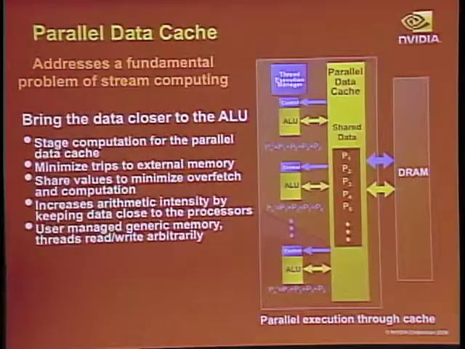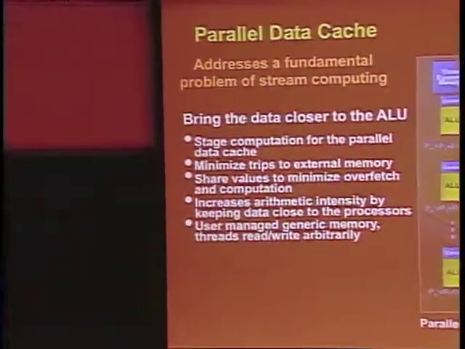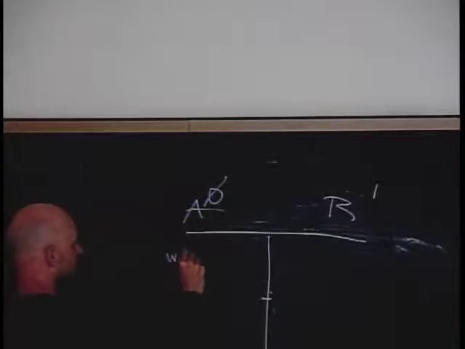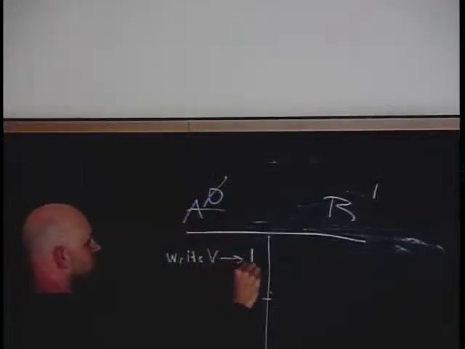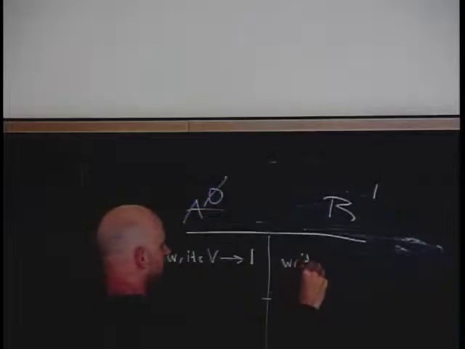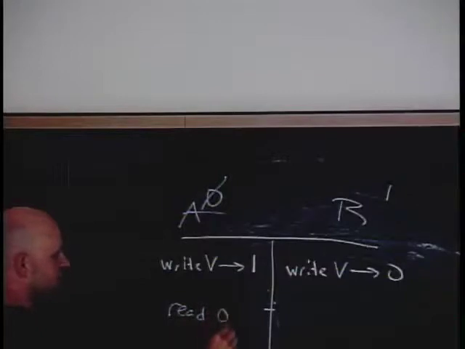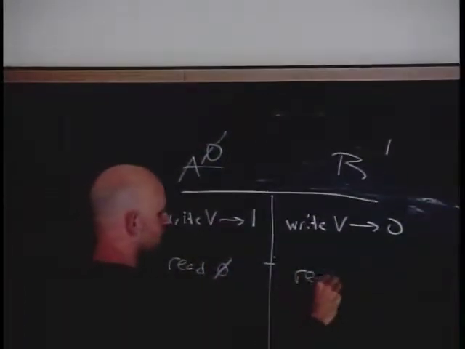But doesn't this give you hazards? It depends on how you structure your program. Let's say, for instance, okay, I'm thread A and I'm thread B. Actually, I'll say I'm thread 0 and I'm thread 1. That's probably better. I would like to write my value into address 1, and I would like to write my value into address 0, and then I would like to read address 0, and I would like to read address 1.